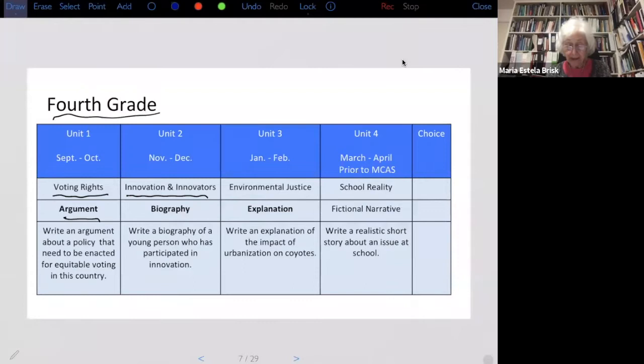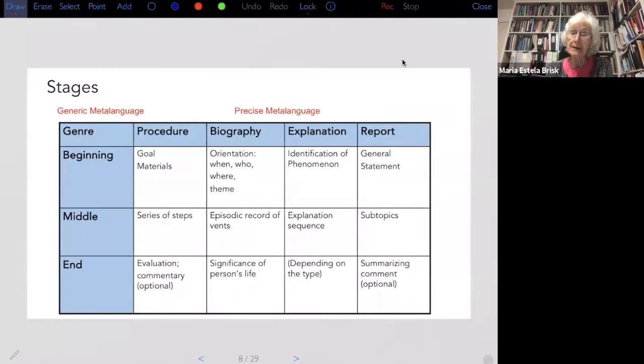And the other important thing in SFL is that it uses precise metalanguage. I often hear the teachers talk about, oh, write a good beginning, a middle, and end. Well, it doesn't mean anything for the children or for the students to say that. And by the way, I always say children, but actually we apply this. I've applied it even with my doctoral students.